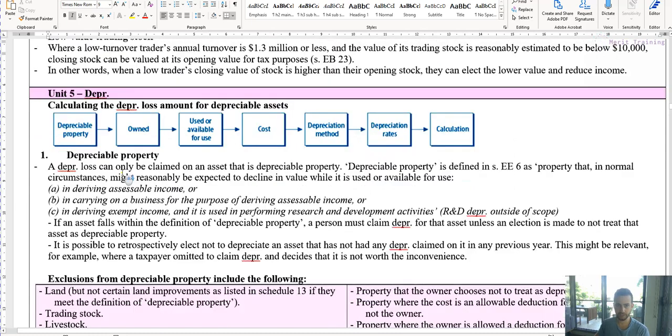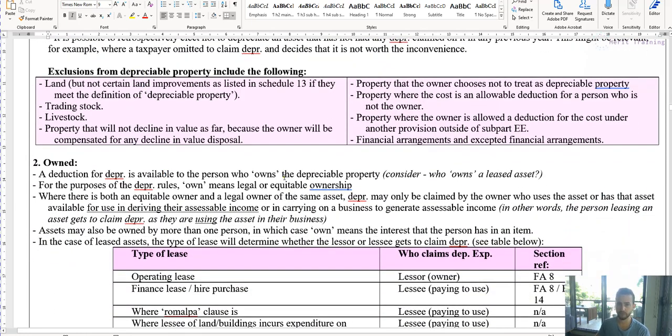So the second stage is, well, you can only claim a deduction if you own the depreciable property. So the question is, who owns an asset? And this is particularly important for a leased asset, right? Because yes, you might pay money for an asset, but then if you technically own the asset, but then if you lease the asset to someone else and they use it and you never see the asset, you don't maintain the asset, are you actually the owner for tax purposes for depreciation?